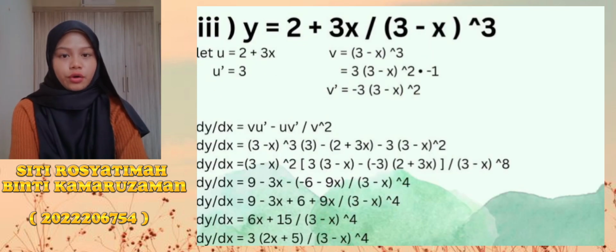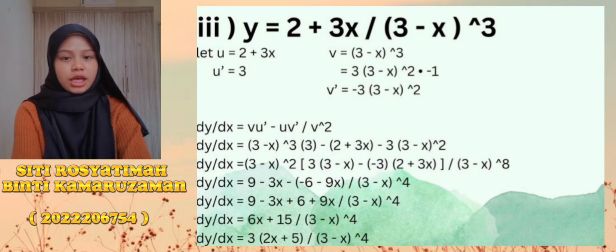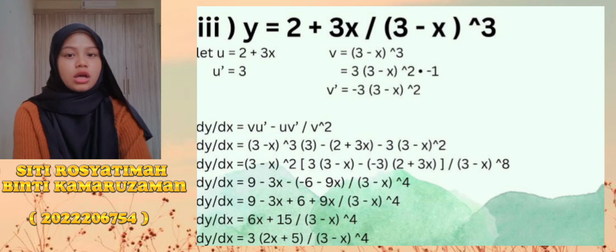For Roman 3, y equal to 2 plus 3x divided with bracket 3 minus x power of 3. Use quotient rule. Let u equal to 2 plus 3x and u prime equal to 3. And v equal to bracket 3 minus x power of 3 and v prime equal to 3 times with 3 minus x power of 2. Move the values in dy/dx equal to vu prime minus uv prime divided with v power of 2.